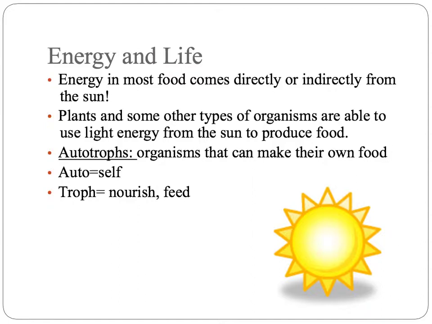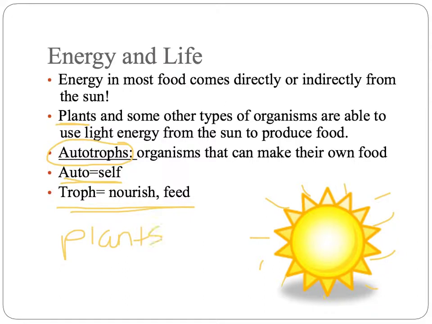So plants are super cool, and they are able to use the sun's light energy to make their own food. They can make their own food, so they are called autotrophs. Those are organisms that can make their own food. Alright, so auto means self, just like an autobiography is a biography about yourself. And troph means nourish or feed. So examples of autotrophs are plants and algae.